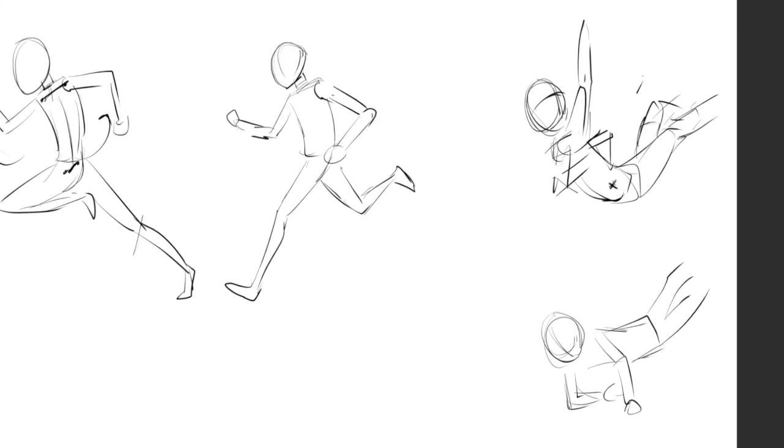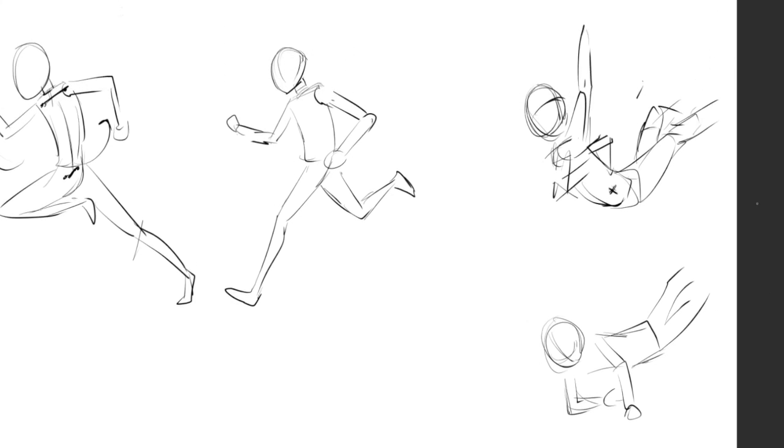So yeah, that's one tip that I have for falling poses. But if you do have a specific pose that you have in mind, you can search online for references. How about getting impact or getting punched in the face?